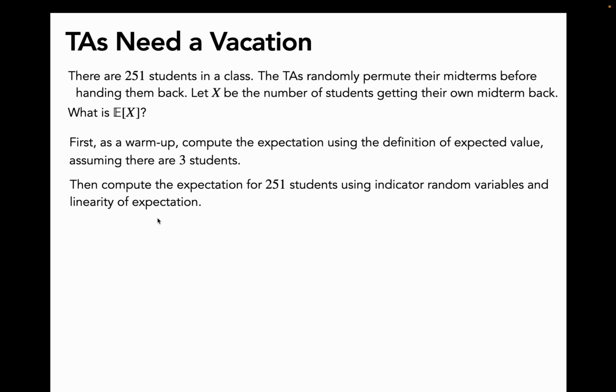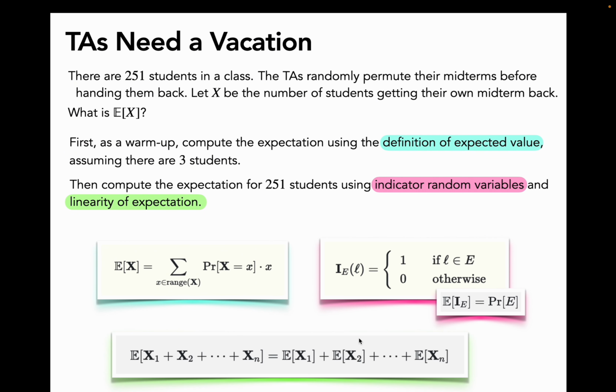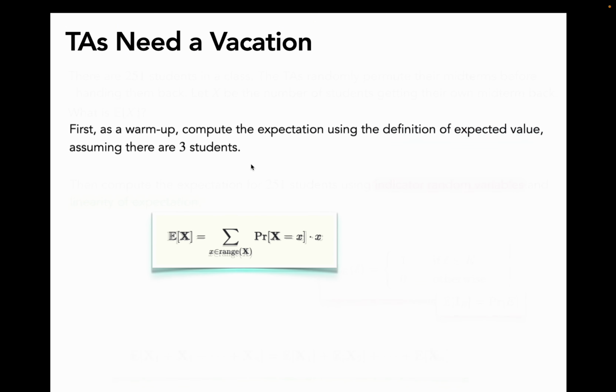So that's a lot of key terms we just saw there. We got definition of expected value, indicator random variables, and linearity of expectation. So let's fetch those definitions from the textbook. This is expected value, indicator random variables that come with this nice property, and linearity of expectation. With all of these key definitions in our toolbox, let's jump right into the warm-up.